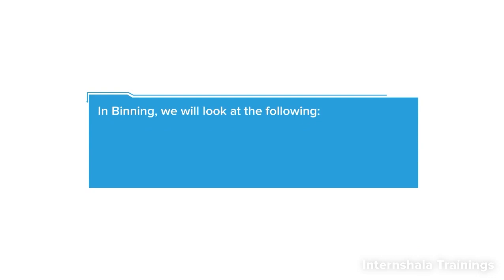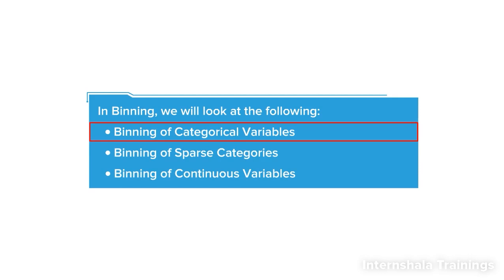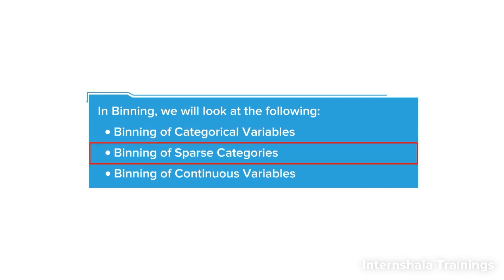In binning, we will look at the following: binning of categorical variables, binning of sparse categories, binning of continuous variables. We saw binning of categorical variables when we binned zip codes into groups in a previous module. In case you have forgotten what we did and why, it is a good time to go and revisit that topic again. Next, let's look at binning of sparse categories.